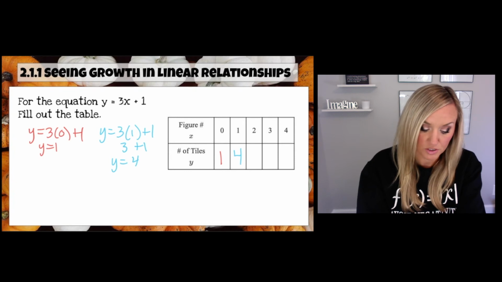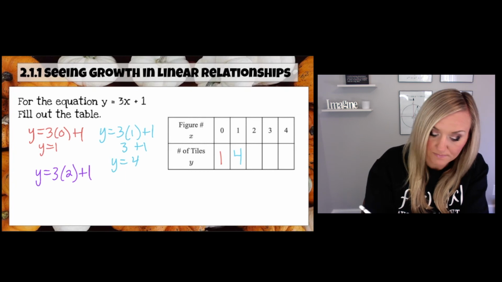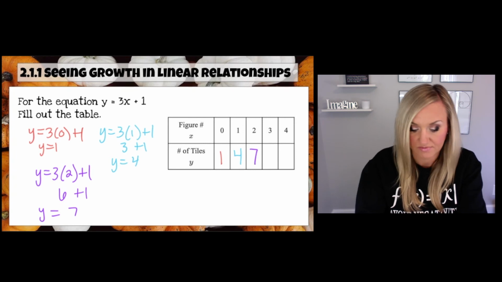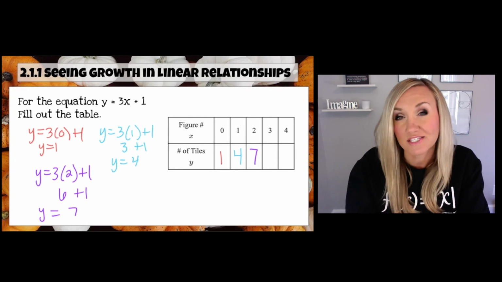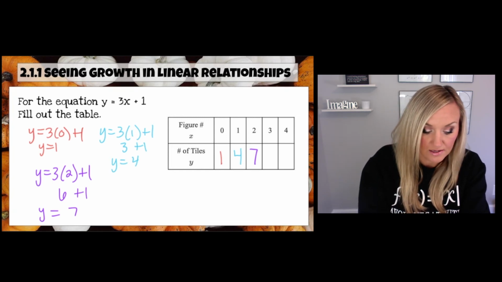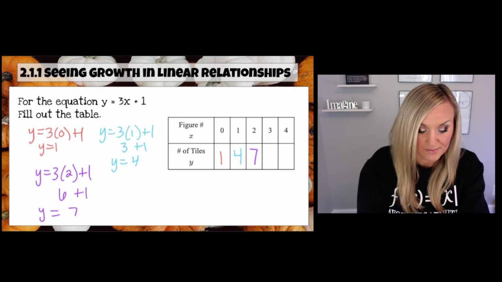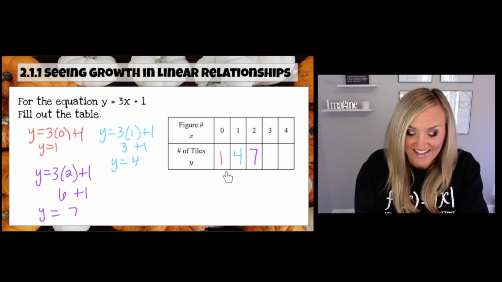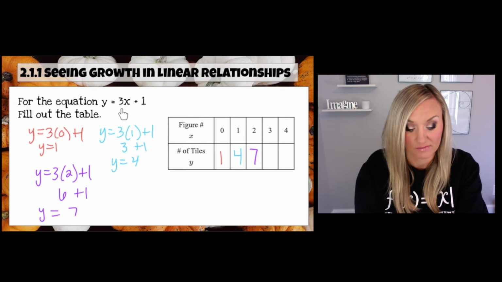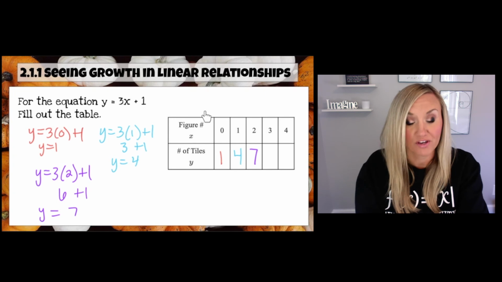Let's go ahead and plug in 2. So I have y equals 3 times 2 plus 1. And 3 times 2 is 6. 6 plus 1 is 7. So y equals 7. I'm going to stop right now and just see if I can recognize a pattern since we already know that this is linear. And what I notice already is that this is increasing by plus 3, plus 3, plus 3, right there. It's growing by 3 each time, and the zero figure is 1.